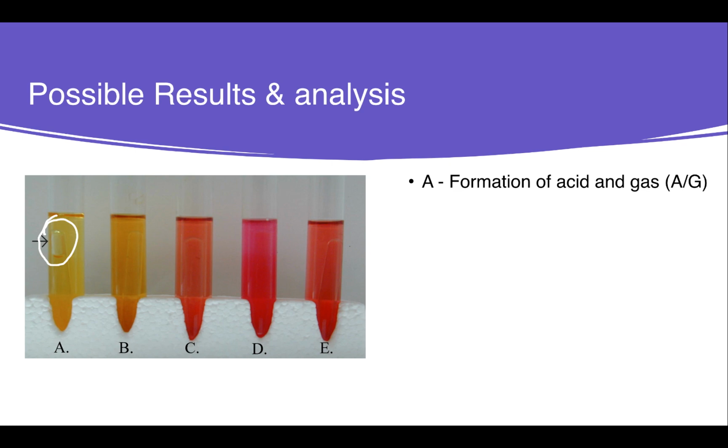In B, the medium has turned yellow, but there is no bubble inside of the Durham tube, which means that there is only acid production here. We would designate that with an A and then a dash. That dash is negative for gas.